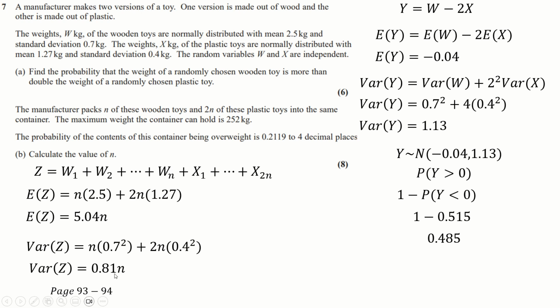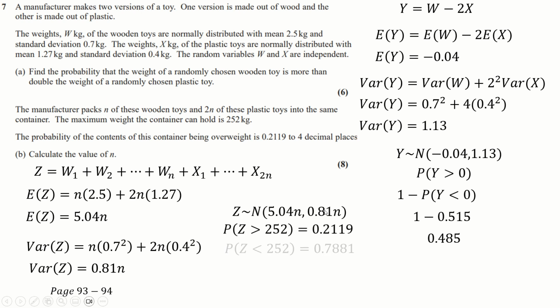And so therefore, Z is normally distributed with mean of this and variance of that. And so what we can do is say, okay, well, we need to standardize this. I can't just be lazy and put this in a calculator like I did before because I don't know n. So I do need to standardize this. So we'll just do 252 minus this divided by root of this, of course. So that's there. And now, remember, what I'm looking for is the probability of Z being greater than 252, which we know is that, which of course means the probability of Z being less than 252 is just 1 minus that, which is that.